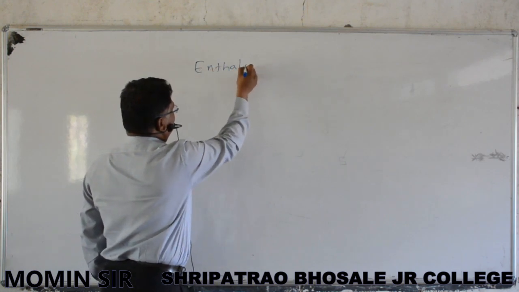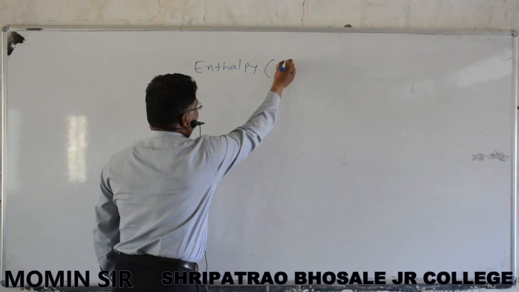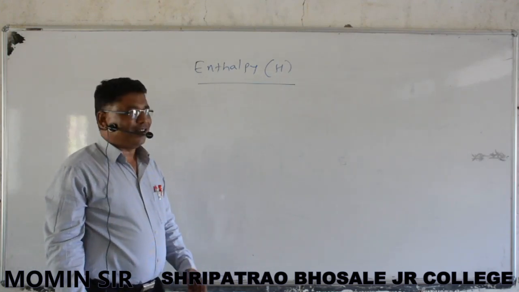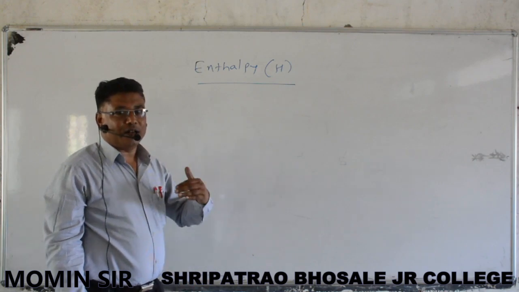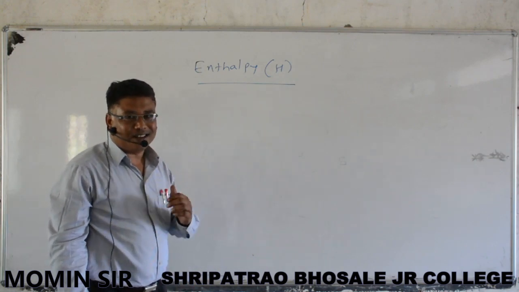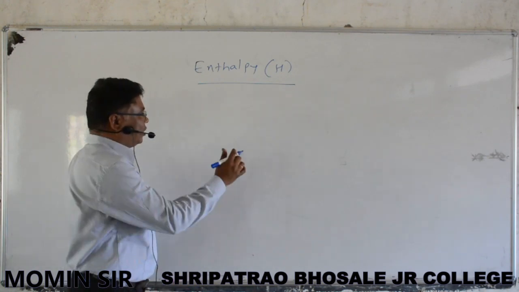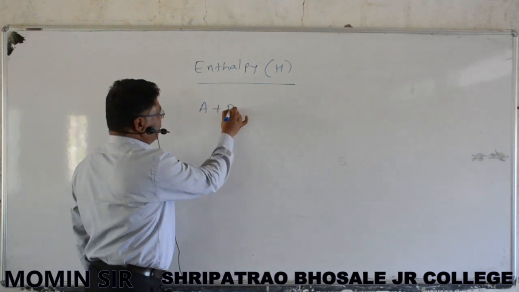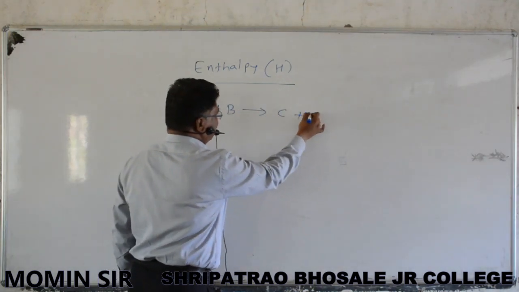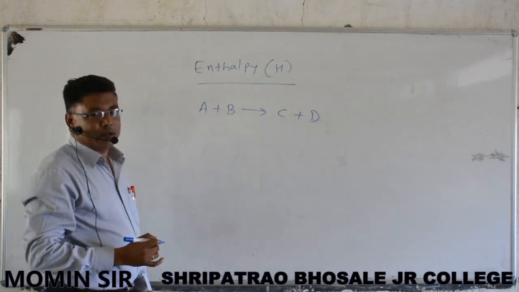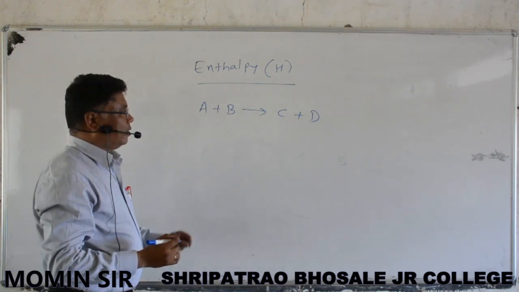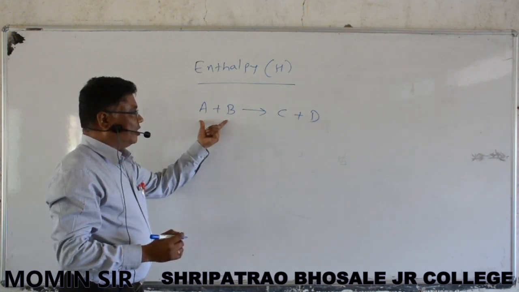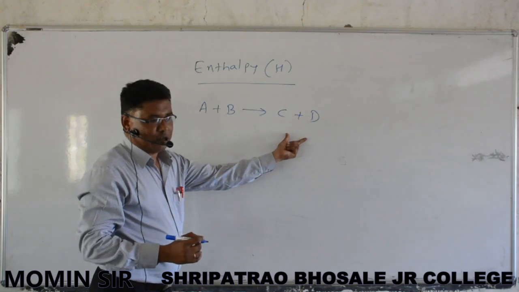Enthalpy, denoted by letter capital H. You know that in chemical reaction either heat is evolved or heat is absorbed. For example, we write general reaction A plus B react to give C plus D. So, in this chemical reaction, A and B are called reactants, C and D are called products.